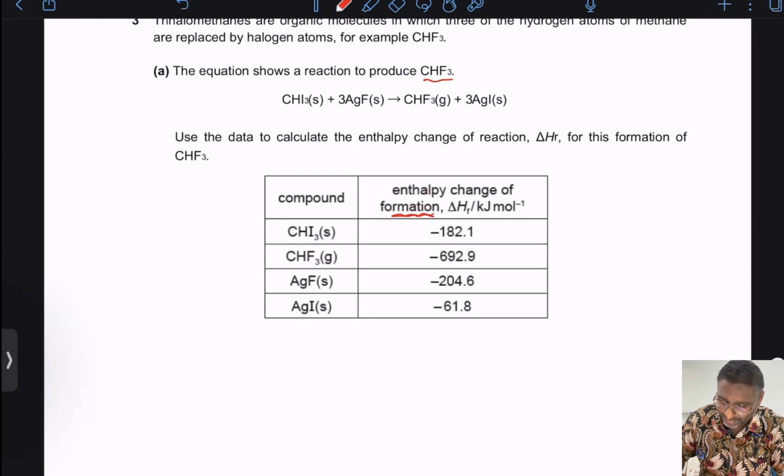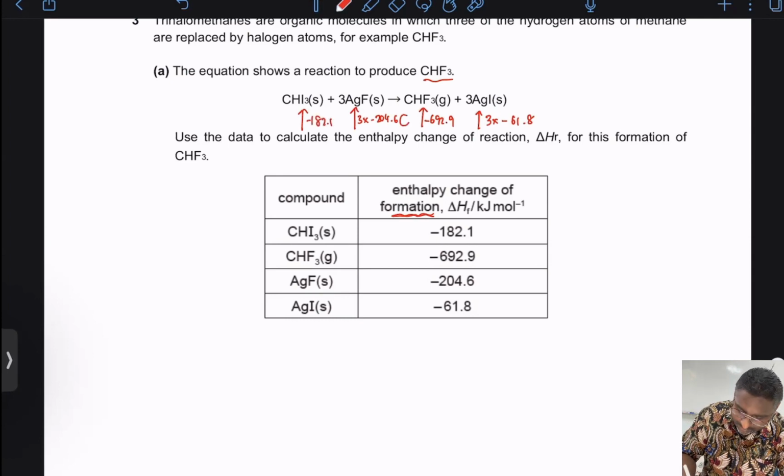You don't know. You haven't gone through the video also. Make sure you learn this. So formation, Mr. Gopi's method. CHI3. So follow the arrow to form. CHF3 to form. AGF to form, but 3 times. AGI to form, but 3 times. 3 times what? Negative 61.8. CHF3 is negative 692.9. AGF is going to be negative 204.6. This is negative 182.1.